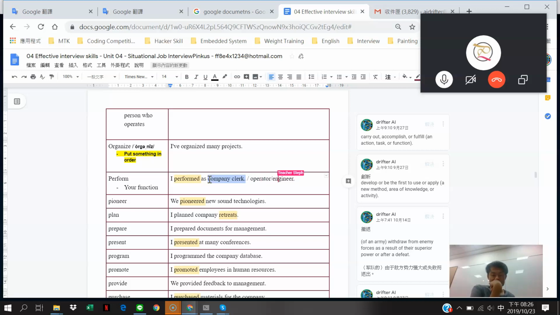So, I performed as a teacher. That's how we use it. So the word performed in the sentence means your function, and it should be followed by what you call the person.